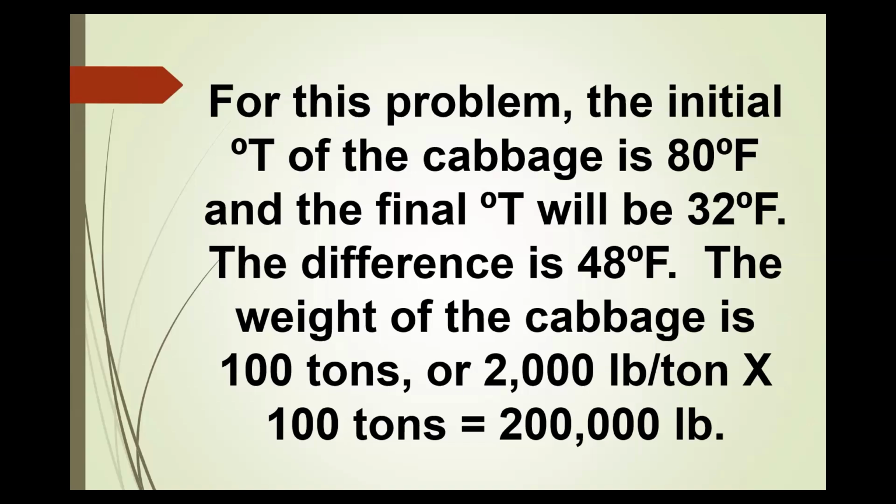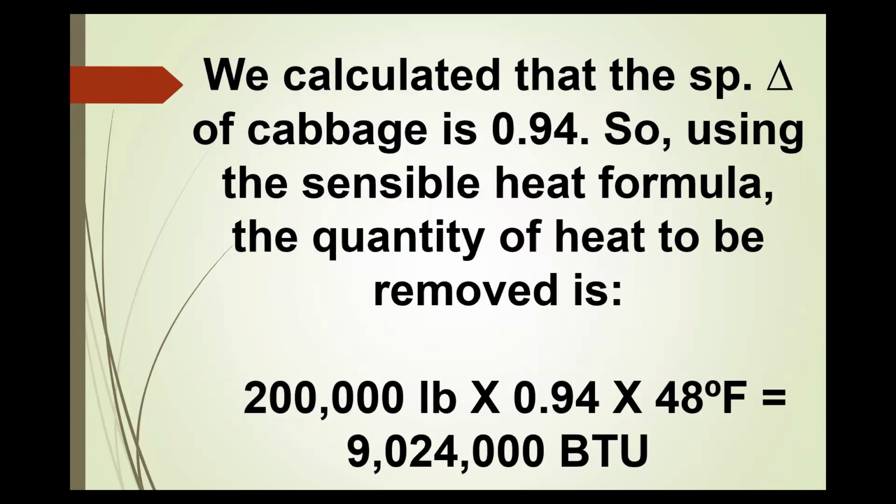The weight of the cabbage is 100 tons, or 2,000 pounds per ton times 100 tons is equal to 200,000 pounds. We calculated that the specific heat of cabbage is 0.94. So, using the sensible heat formula, the quantity of heat to be removed is 200,000 pounds times 0.94 times 48 degrees, which will yield 9,024,000 BTUs to be removed. This is the total amount of heat in the product due to the sun.